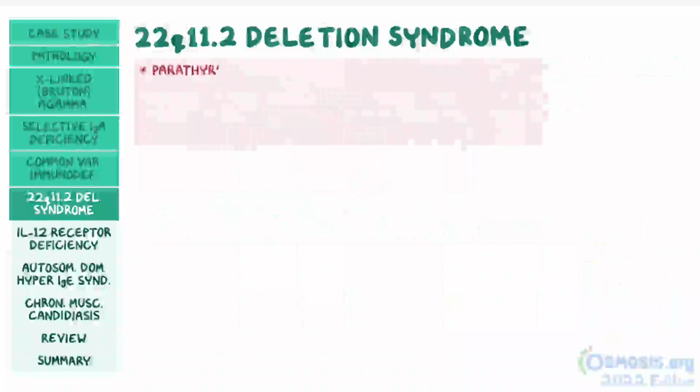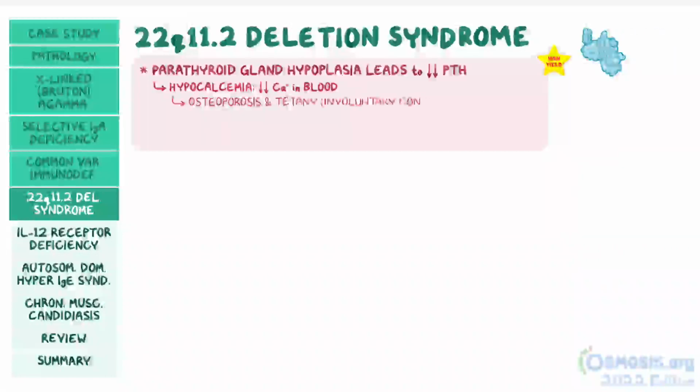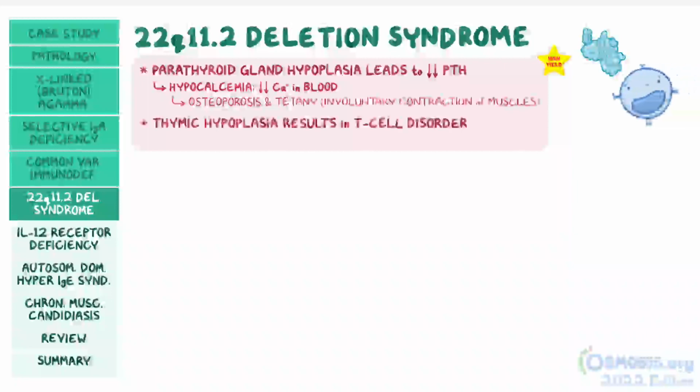Now, parathyroid gland hypoplasia leads to low levels of parathyroid hormone, which causes hypocalcemia or low levels of calcium in the blood, and this can manifest as osteoporosis and tetany, or involuntary contraction of muscles. On the other hand, thymic hypoplasia results in a T-cell disorder since the thymus is where T-cells mature. As a result, these individuals are more susceptible to recurrent infections.